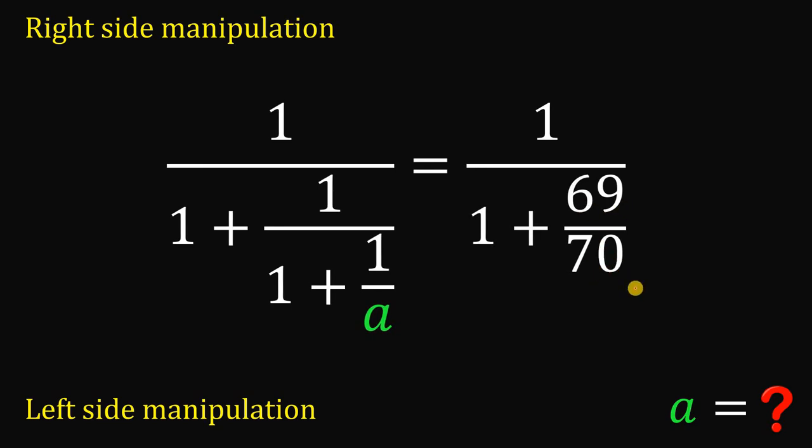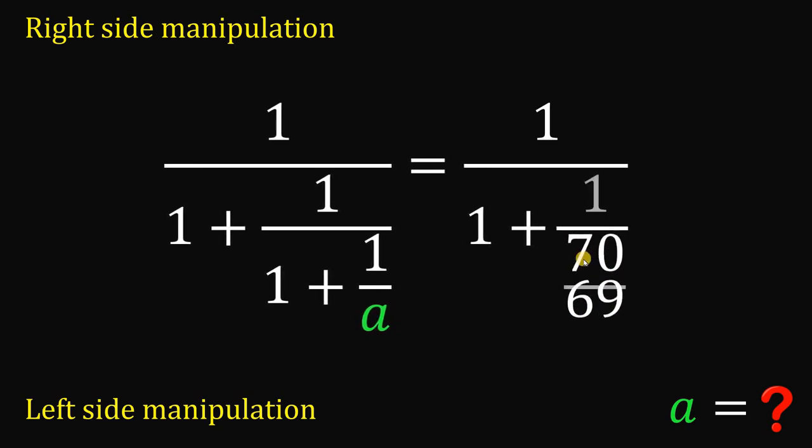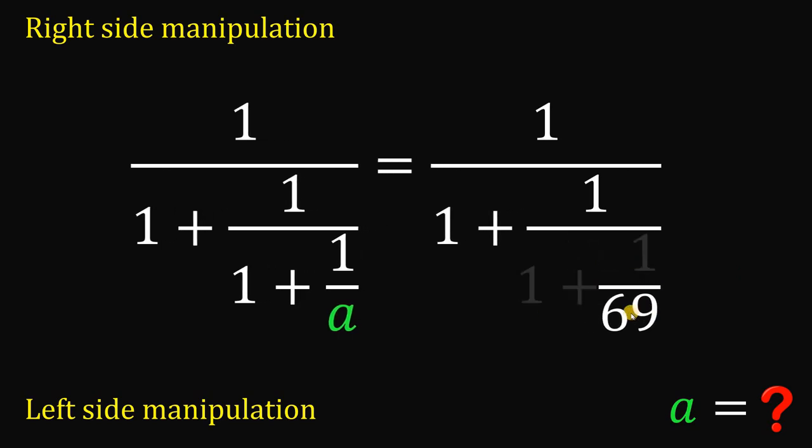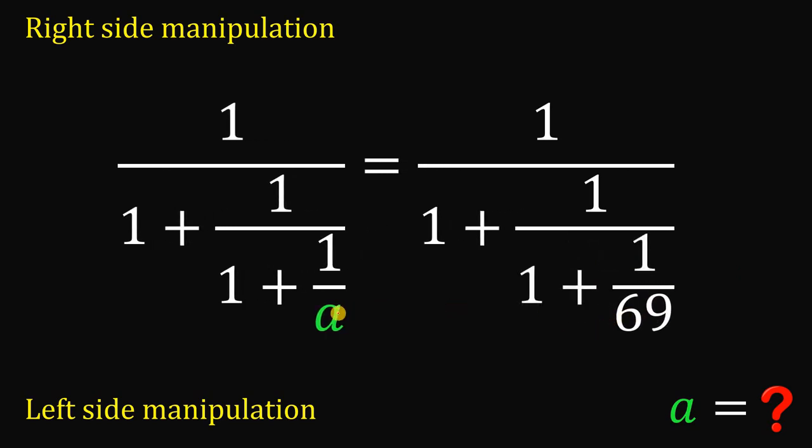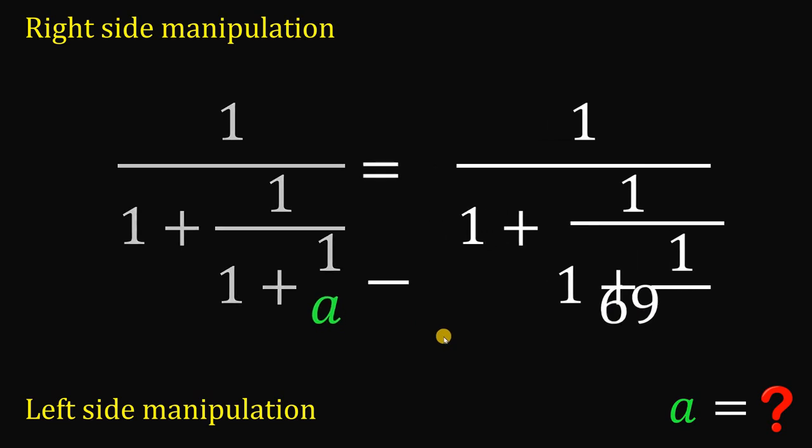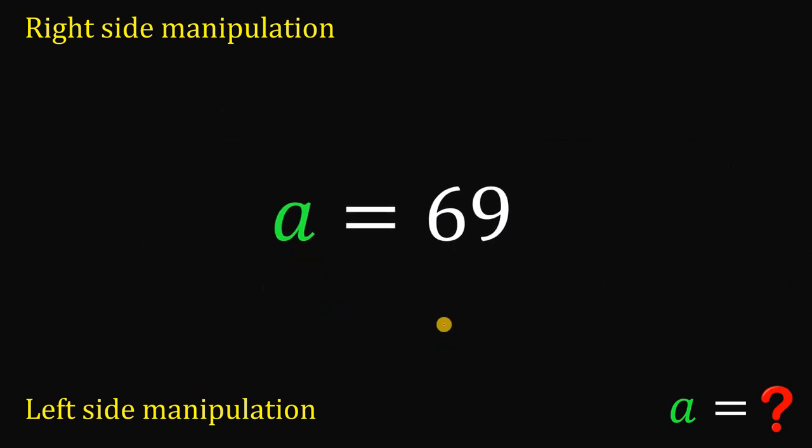Next, 69 over 70 can be written as 1 over 70 over 69. Again, 70 divided by 69, we get 1 remainder 1. So 70 over 69 can be written as 1 plus 1 over 69. So, clearly, a equals 69.